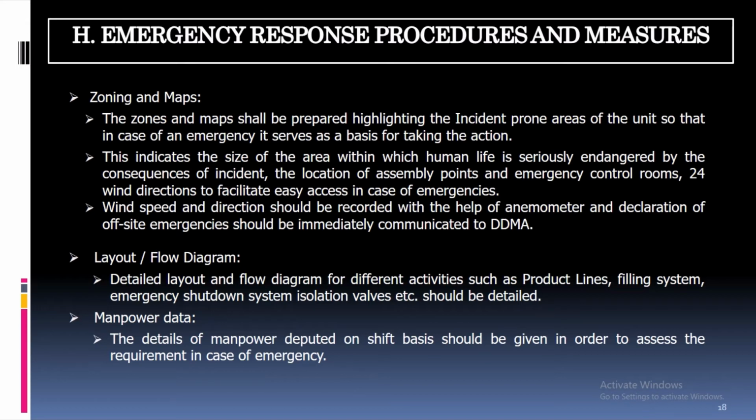We can use an anemometer to record the wind speed and direction. The declaration of off-site emergencies should be immediately communicated to DDMA, which is known as the District Disaster Management Authority. The second one is layout or flow diagram. There are several different activities such as product lines, filling system, emergency shutdown system, isolation valves, etc., which should all be detailed in a detailed layout and flow diagram. The third one is manpower data, in which the details of manpower deputed on shift basis should be given in order to assess the requirement in case of an emergency.